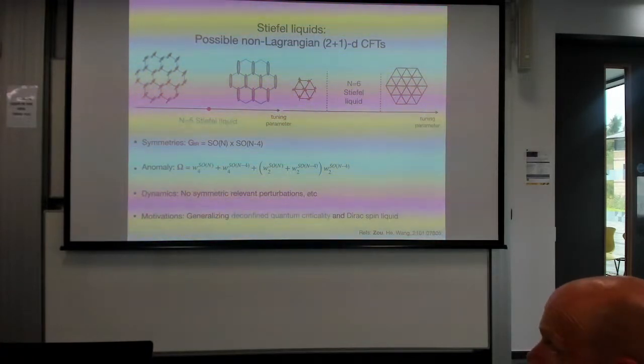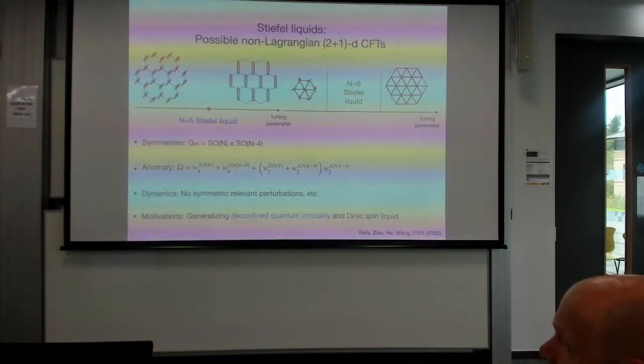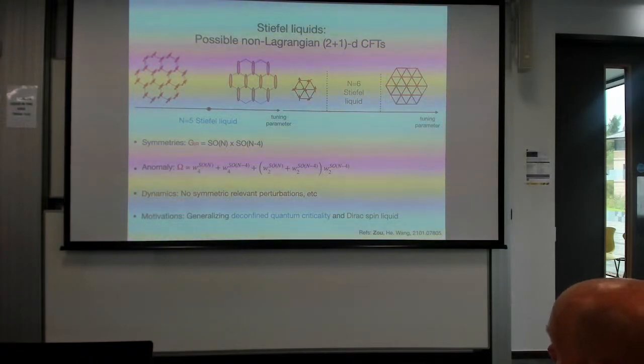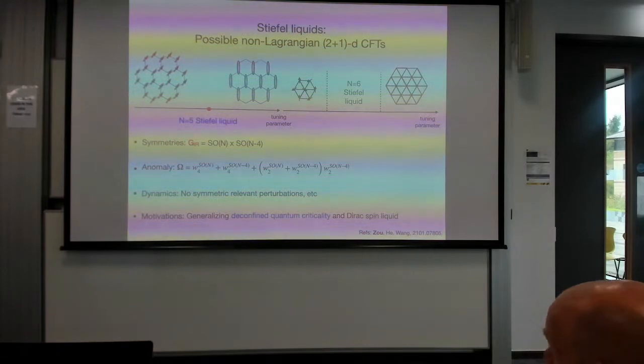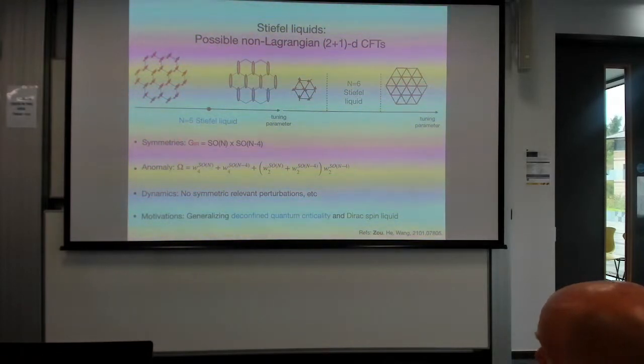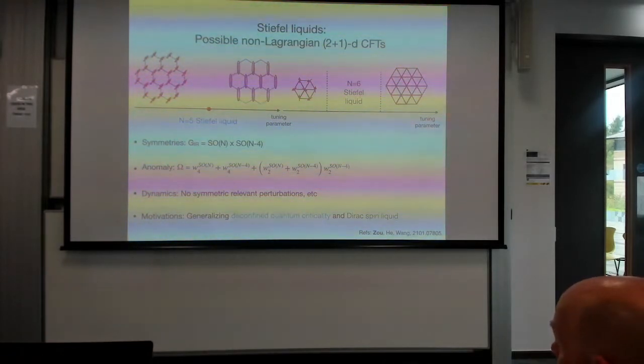There are many spherical liquids. Each of them has an index called n. N is an integer larger than 4. It can be 5, 6, 7, and so on. Then for the spherical liquid with index n, it has this symmetry SO(n) plus SO(n-4). And this anomaly is of this type.